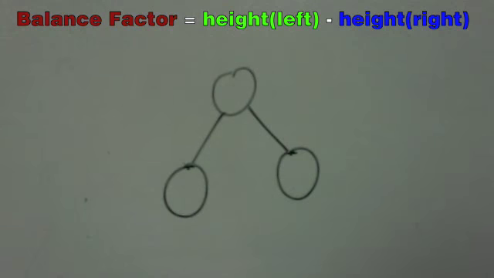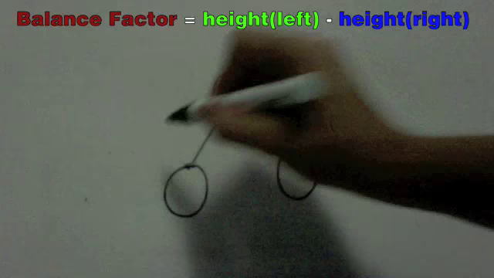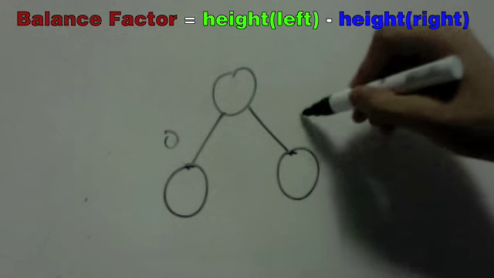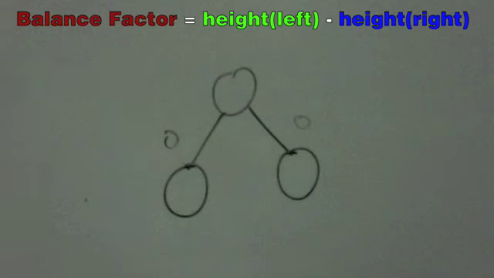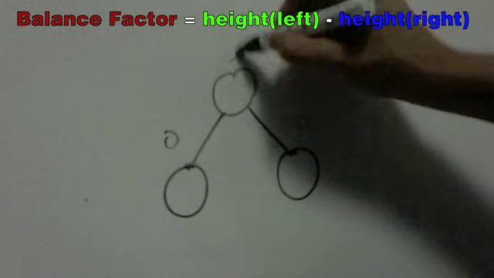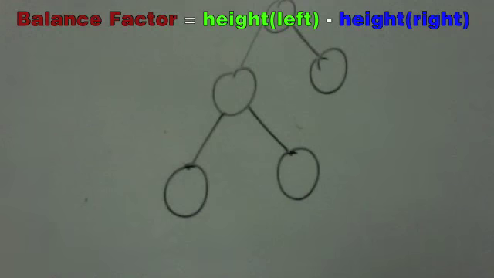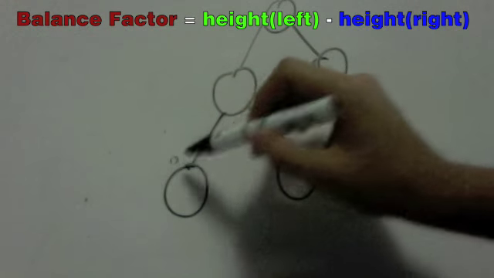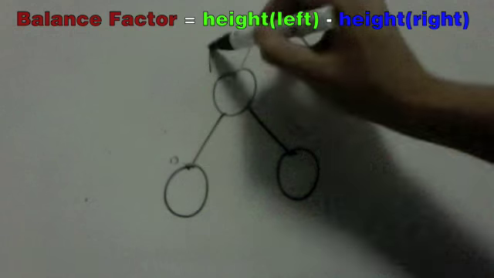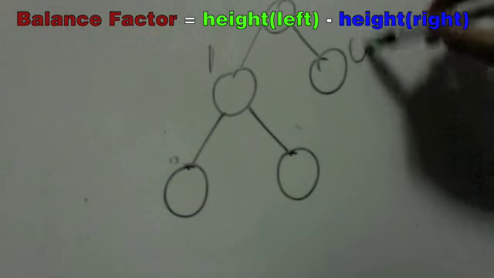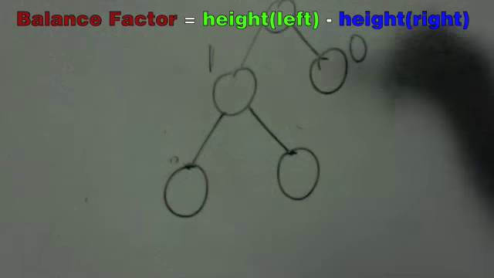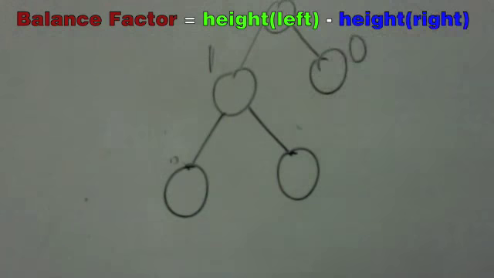Since the height of the left subtree is 0 and the height of the right subtree is 0, the balance factor of this tree is 0. How about this binary tree? Since the height of the left subtree is 1 and the height of the right subtree is 0, the balance factor of this tree is 1.